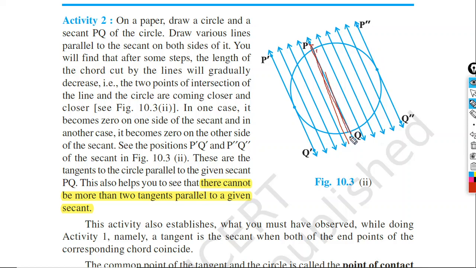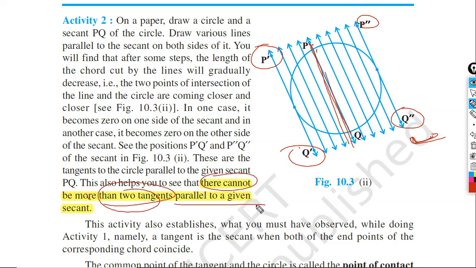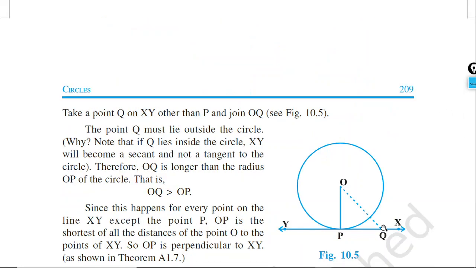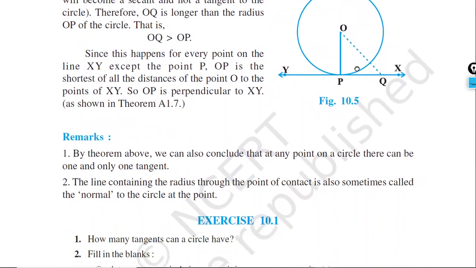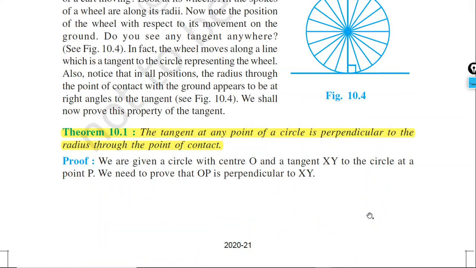So PQ is the secant. Now P double dash Q double dash will be a tangent, and P dash Q dash will be another tangent, which are parallel to each other. So there cannot be more than two tangents parallel to a given secant. Only two tangents are possible, not more than two. This is another concept. Now we will move to the theorem.